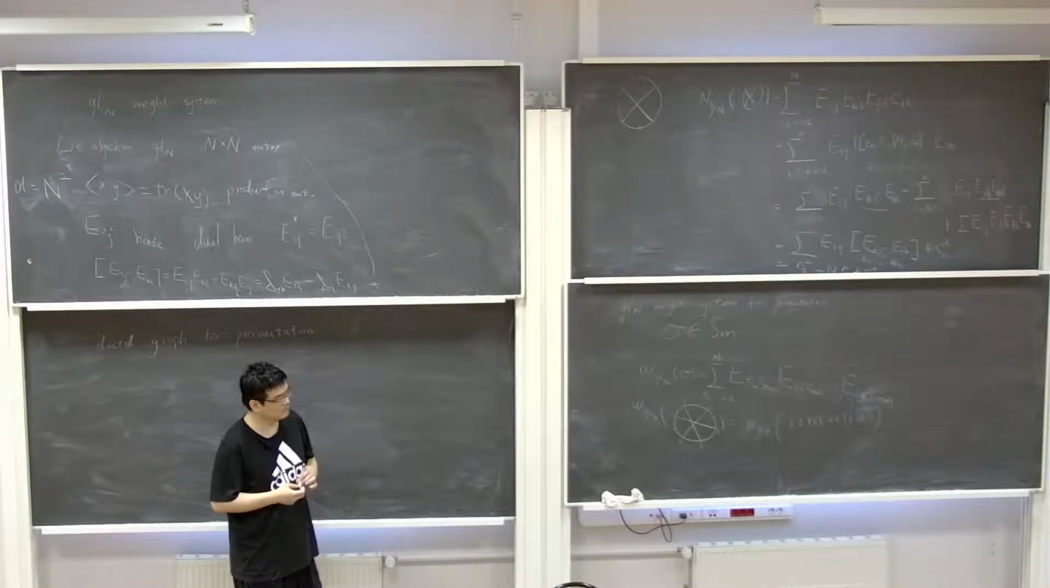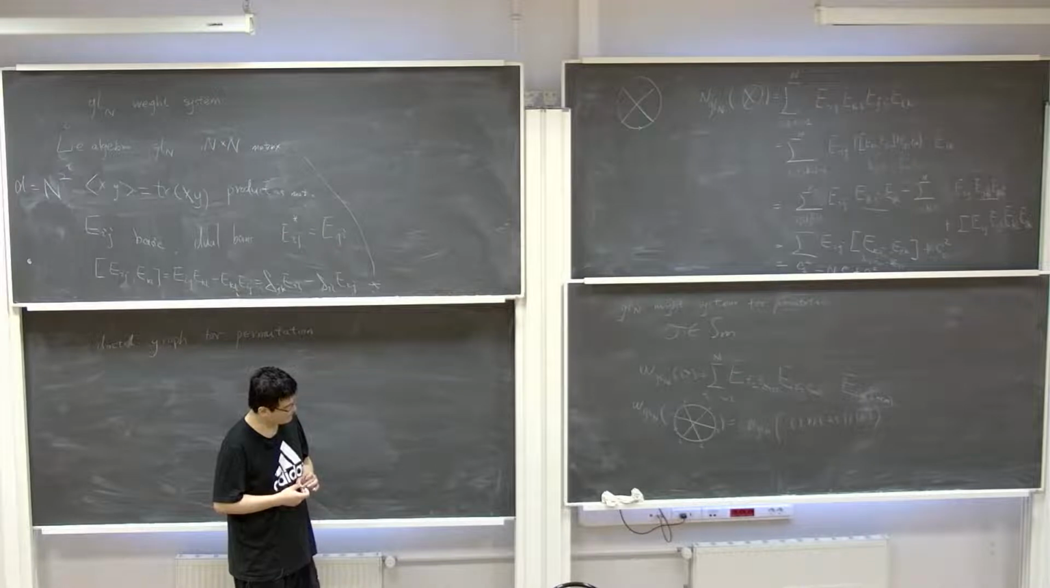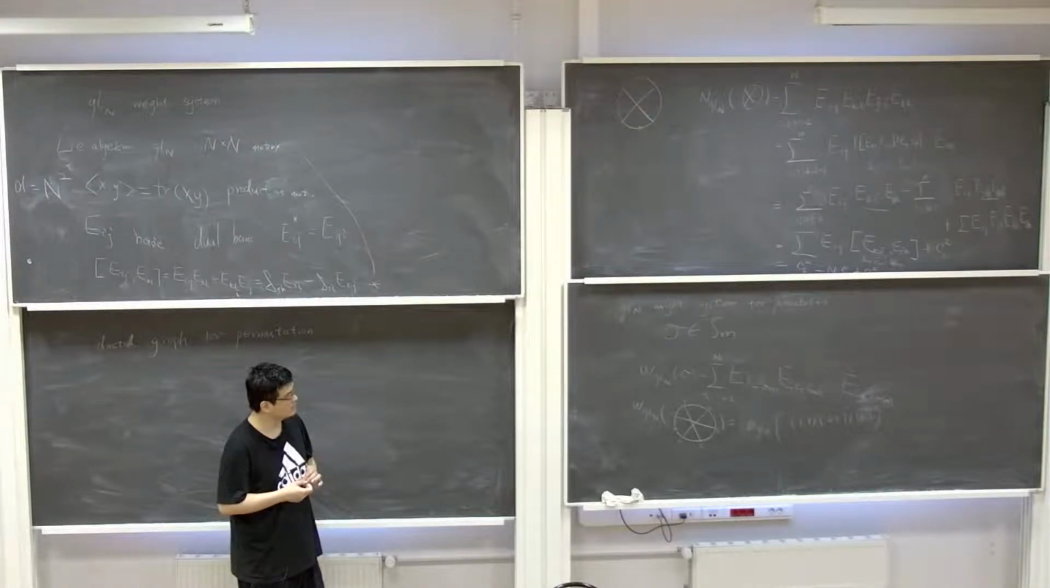For a chord diagram, small m is equal to twice the number of chords. That's the number of ends of chords. And it has nothing to do with the dimension of GLN. Okay.